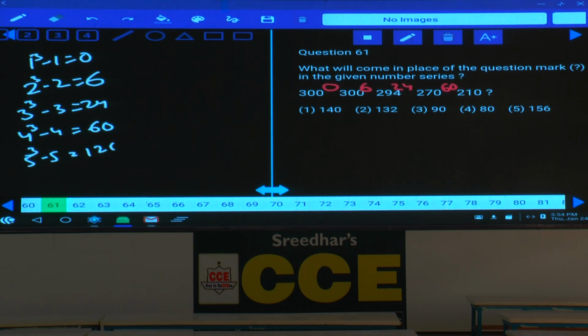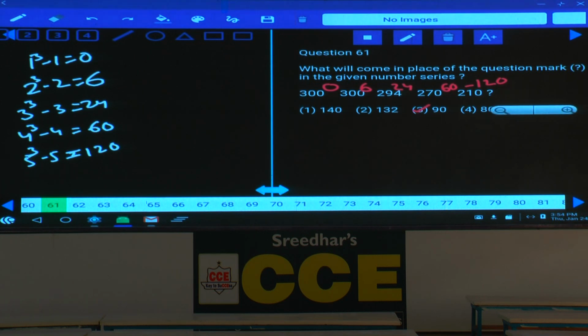What is 5 cube minus 5? 125 minus 5, 120. And the next number, how much should be subtracted here? 120 should be subtracted from this one, 210 minus 120. And what is the answer here? 210 minus 120, the answer is 90, that is given in choice 3.